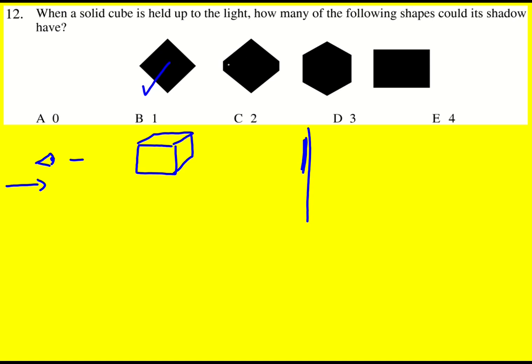C actually is not possible because this is a really small height. It's almost like we've chopped the cube somewhere. Then that is what it would look like.